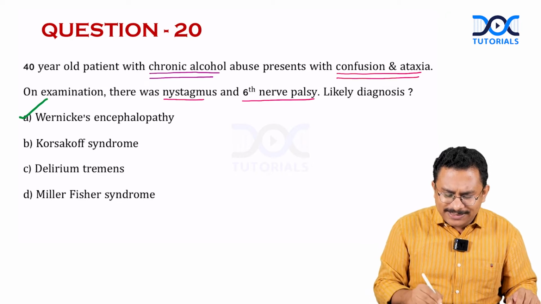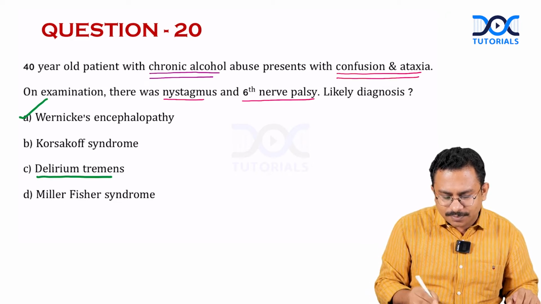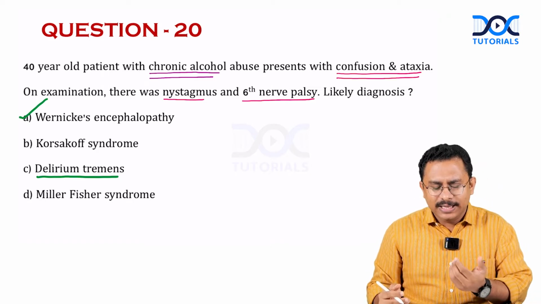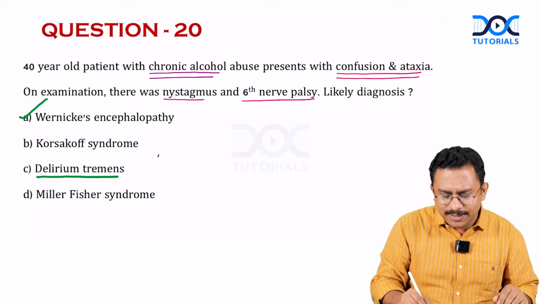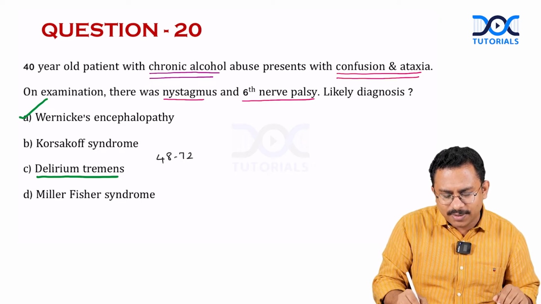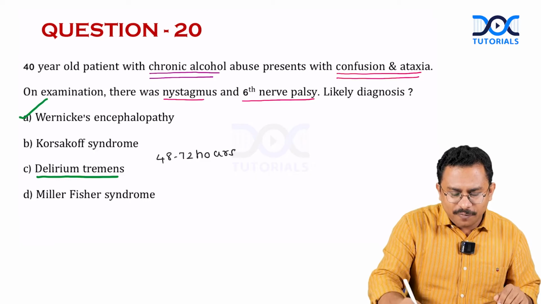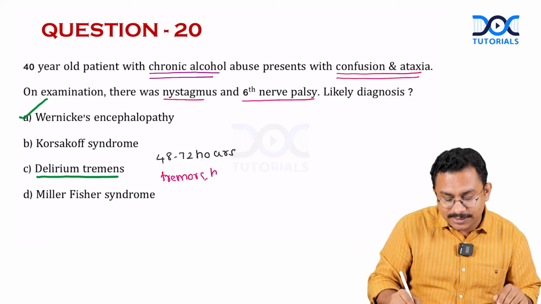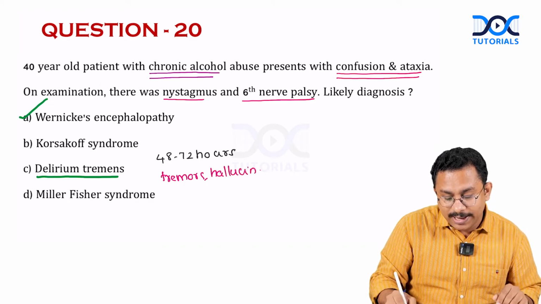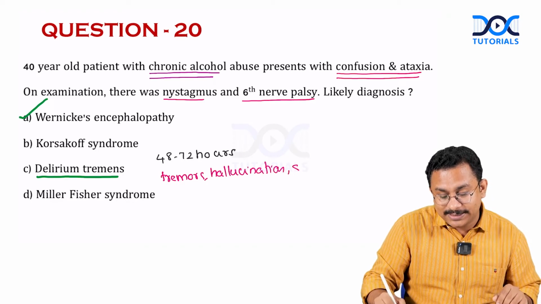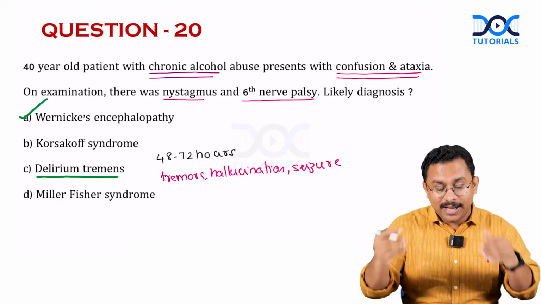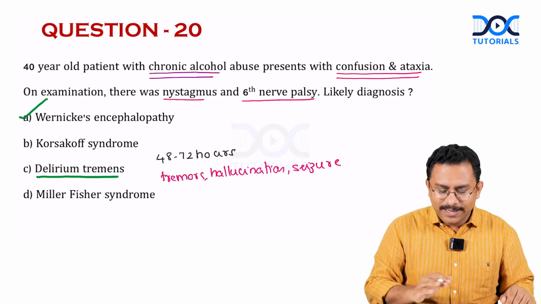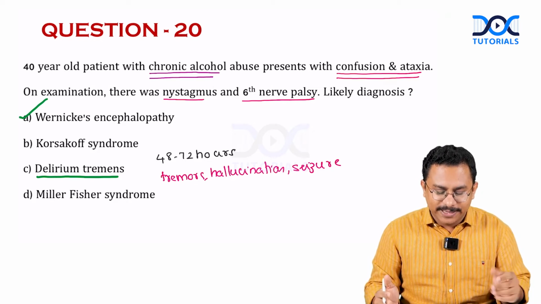What about delirium tremens? Delirium tremens is mostly a withdrawal manifestation, and they have not mentioned stoppage of any alcohol. It usually happens 48 to 72 hours after stopping alcohol, and often the patient will have symptoms like tremors, hallucinations and seizures. This is also an expected question. Maybe in the exam that you are writing next, they might ask you about delirium tremens. But again, no such features suggestive of delirium tremens.